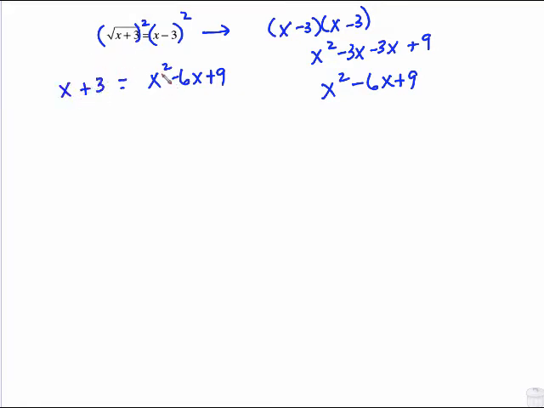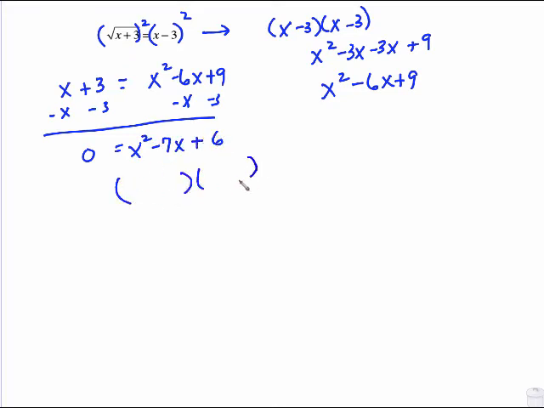Strategy to finish this: we have an x squared, which means everything has to be on one side equal to 0. So I will subtract x from both sides. I will subtract 3 from both sides, which gives me 0 equals x squared minus 7x plus 6, which we need to factor. Because the last sign is positive and the middle sign is negative, these are both negative.